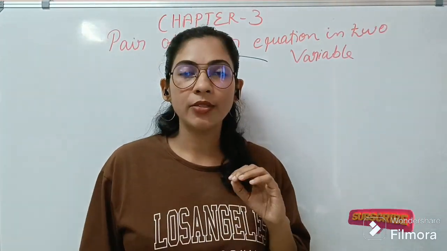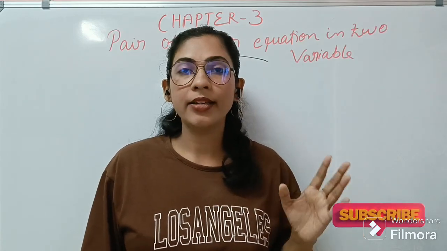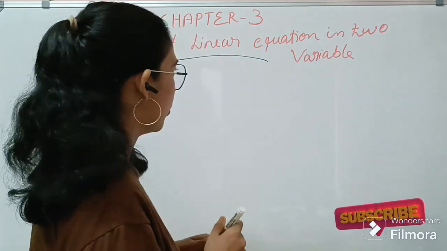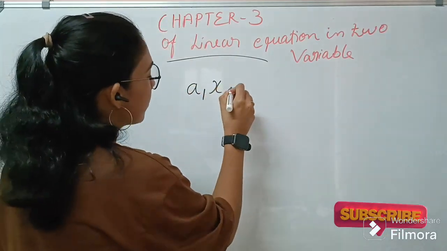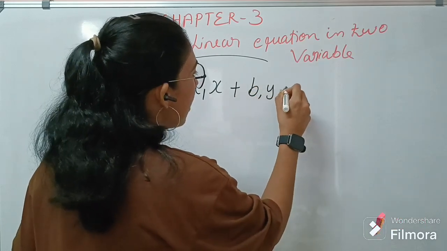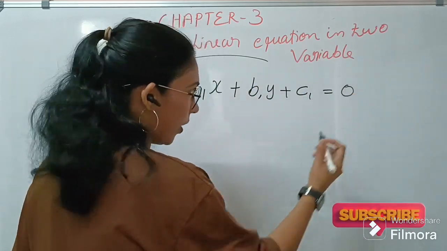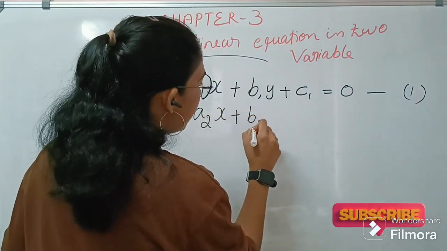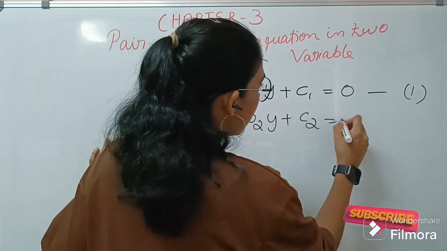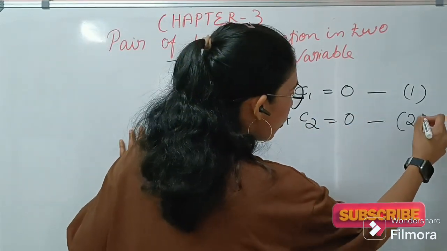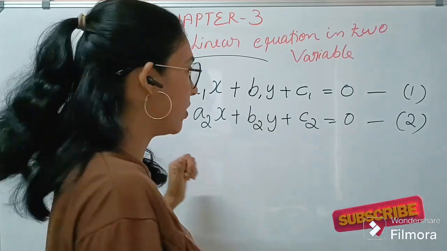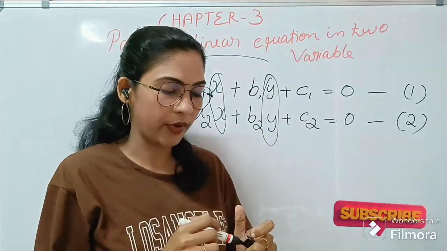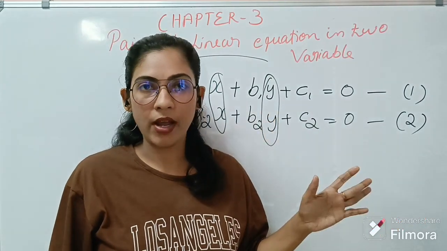Okay, if you want to find out the values of x and y, there should be at least two linear equations. I will show you. That is a1x plus b1y plus c1 is equal to 0, and this is equation 1, and a2x plus b2y plus c2 is equal to 0, and this is equation 2. Only by these two equations can we find the values of x and y. By solving these two equations we get the values of x and y.